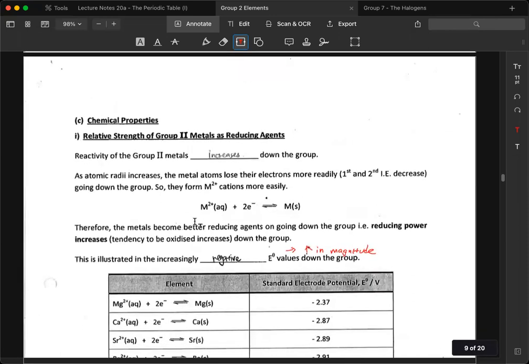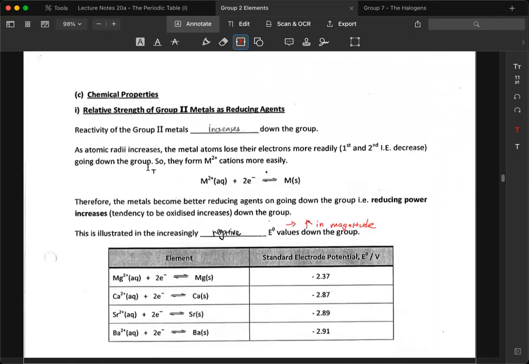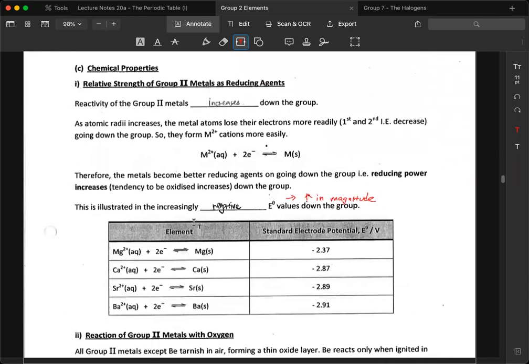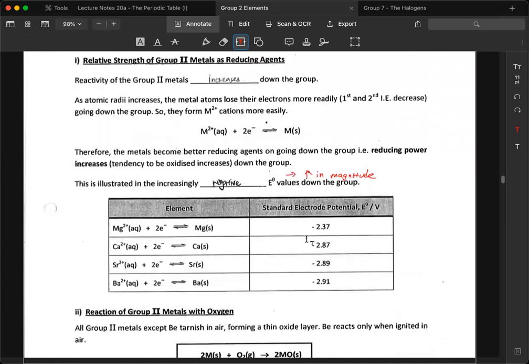Chemical properties wise, group 2 metals' reactivity increases down the group, just like group 1. As the atomic radii increase, the metal atoms lose electrons more readily down the group. So they form M2+ more easily. So the metals become better reducing agents going down the group. The reducing power increases down the group because they are more reactive. You can illustrate this with the negative E0 value. The E0 value becomes more and more negative, increasing in magnitude because of increased reactivity.